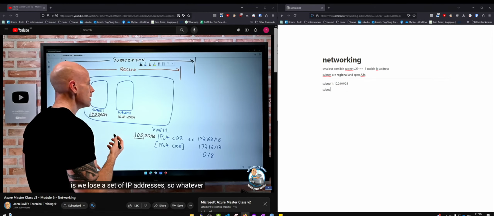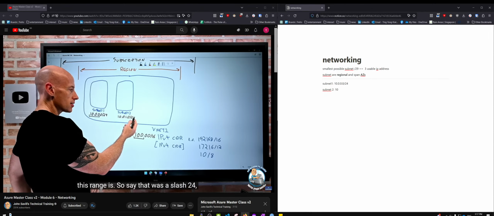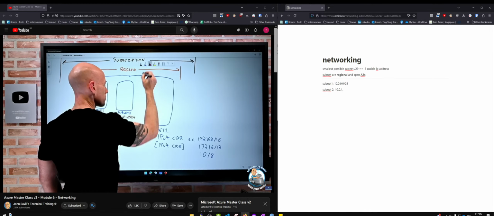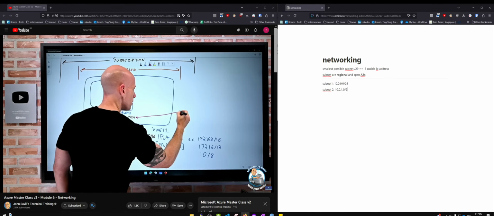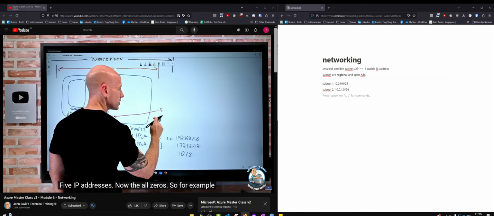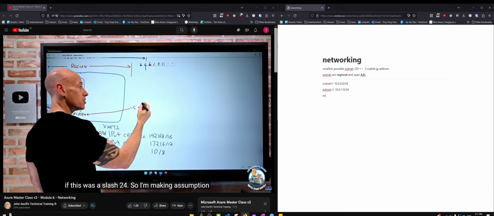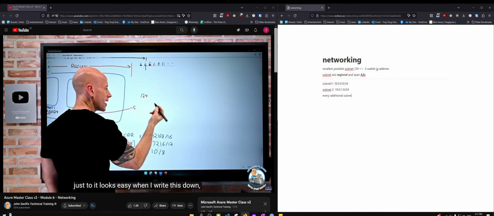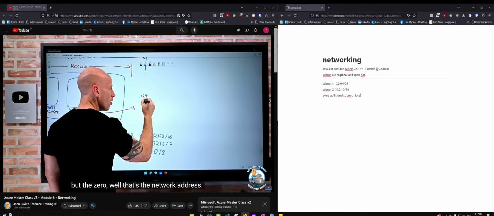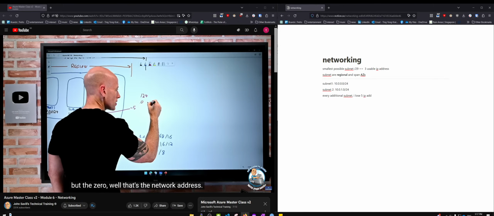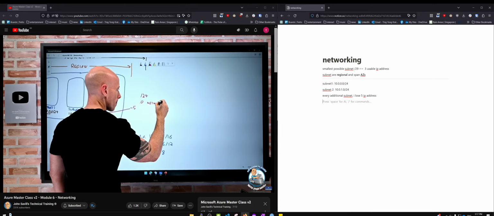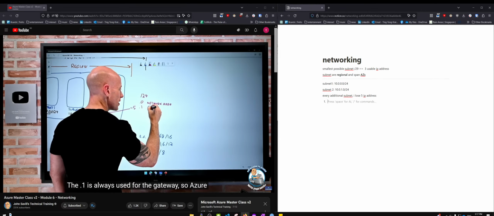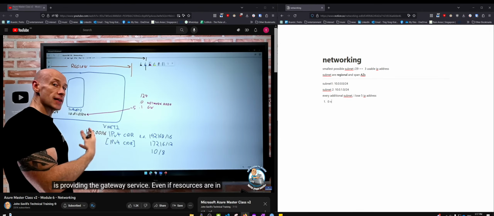IP addresses. So whatever this range is, so say that was a /24, I always lose 5 IP addresses. Now the all zeros, so for example, if this was a /24, so I'm making an assumption just so it looks easy when I write this down, but the .0, well, that's the network address. The .1 is always used for the gateway. So Azure is providing the gateway service.